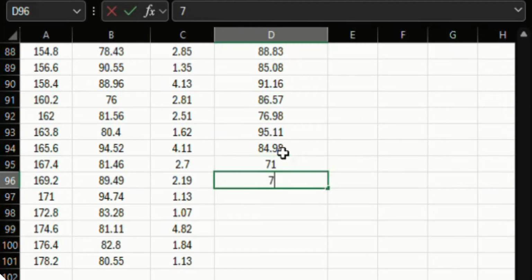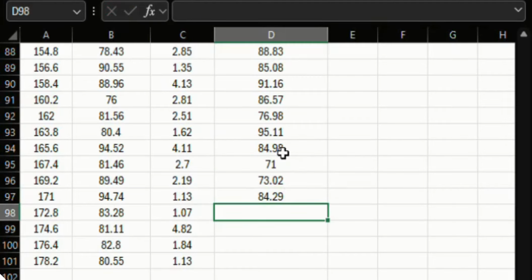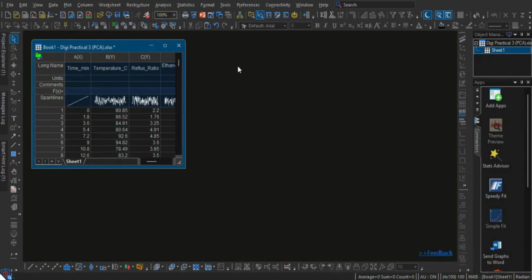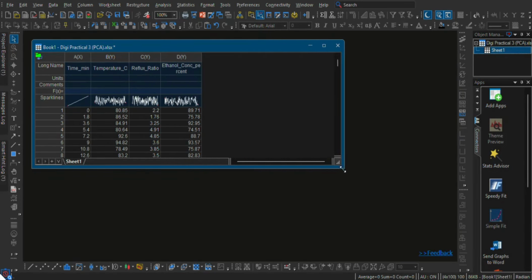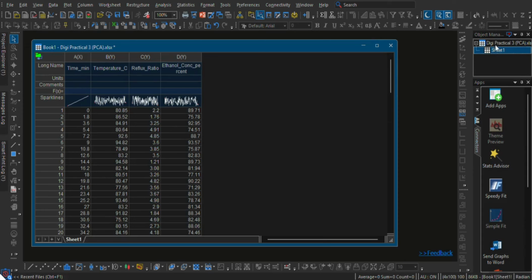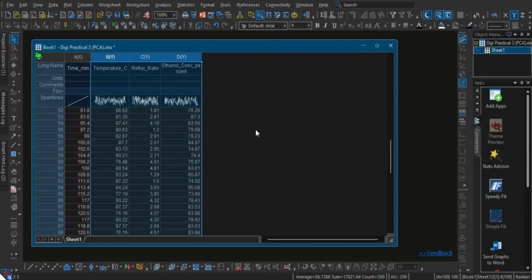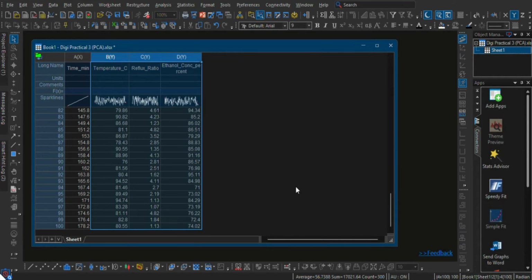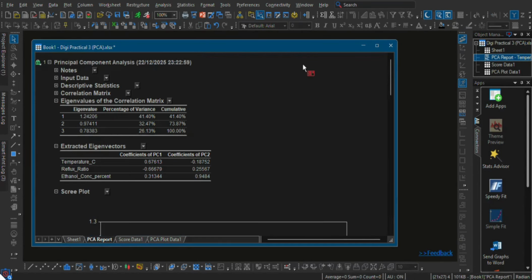Hi, for this practical, I will briefly explain the concept of chemometrics using principal component analysis, or PCA, and its application in an industrial distillation process. PCA is a data analysis technique used to reduce complex datasets with multiple variables into a smaller number of principal components that capture most of the variations.